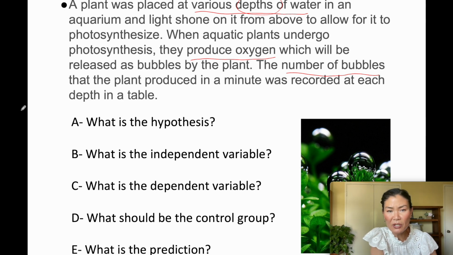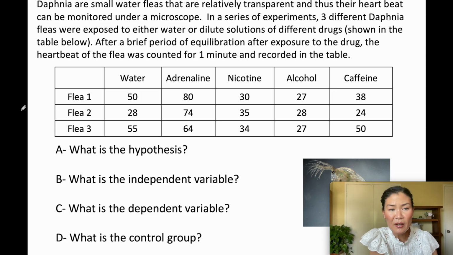So what's our prediction? Very similar to our hypothesis in that if plants are at a deeper depth of water, there's not going to be a lot of light, so therefore the plant is not going to undergo photosynthesis as much. The rate of photosynthesis will be pretty low, therefore it's not going to produce as much oxygen. Okay? So here's another experiment about Daphnia.